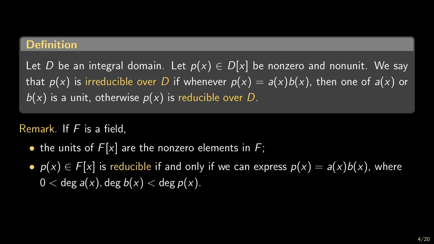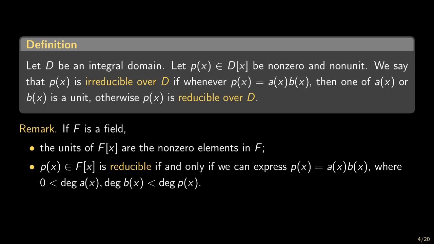Therefore, over a field, a polynomial can be considered reducible if we can factor it into two polynomials which are non-constant, right? Non-constant, so the degrees are greater than 0, but at the same time, their degrees are less than the degree of p of x. Why is that so? Why do we require that?